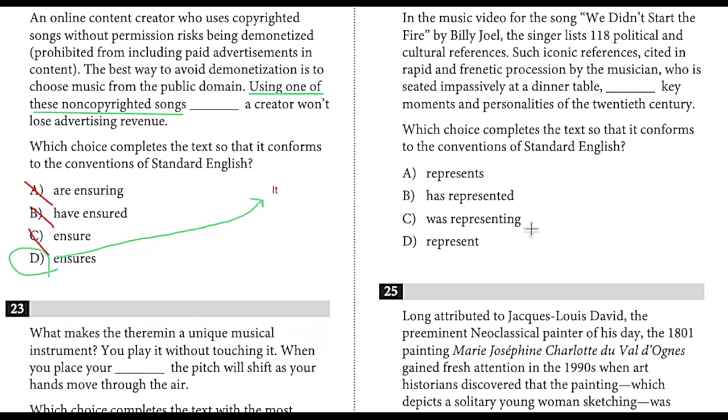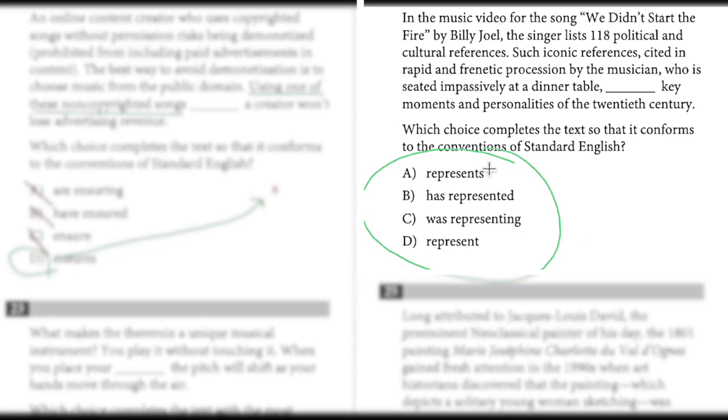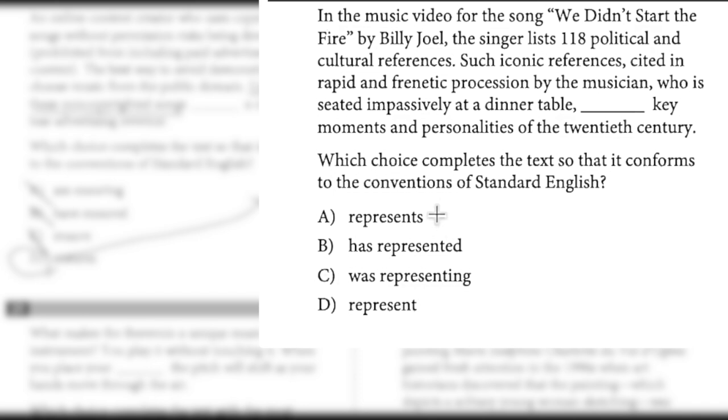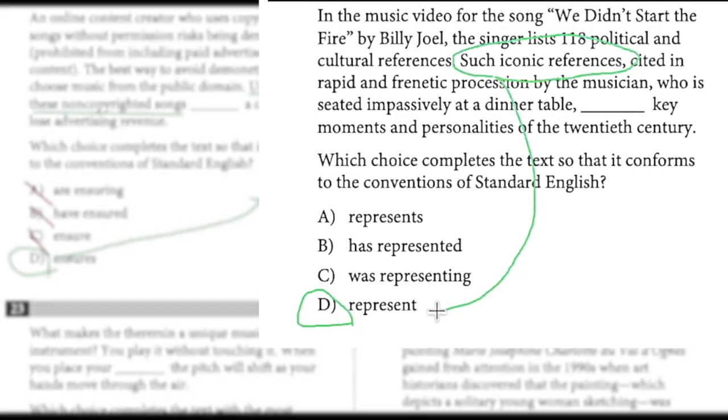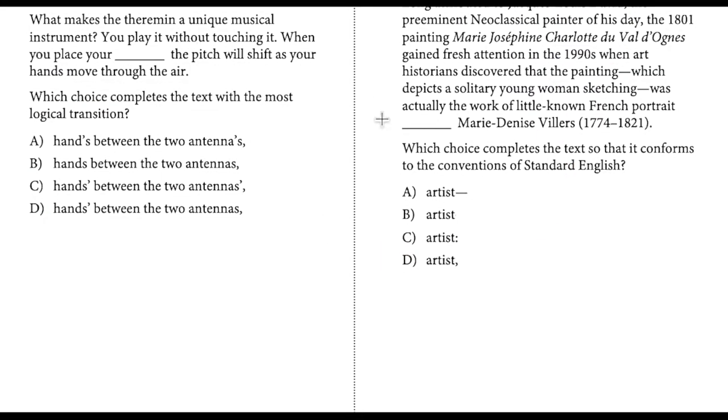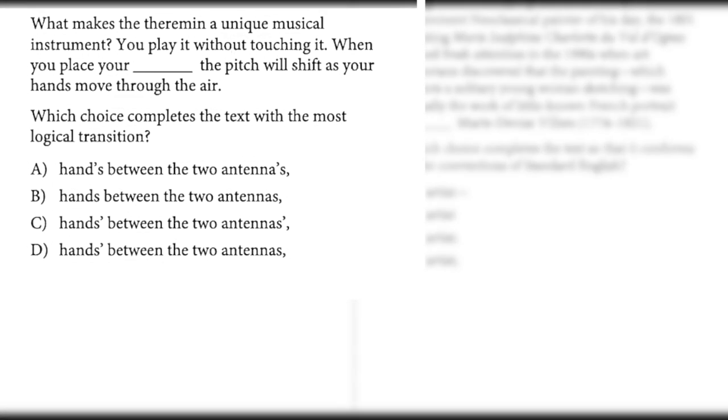In fact, let's play with that. We have a bunch of verbs. We have represents, singular. He represents. He has represented. He was represented. They represent. The odd one out is they represent. And sure enough, we have such iconic references. Plural. Plural. Boom. And notice for these, I'm really trying to be lazy and just focus on the sentence with the blank space, unless I need to look further.